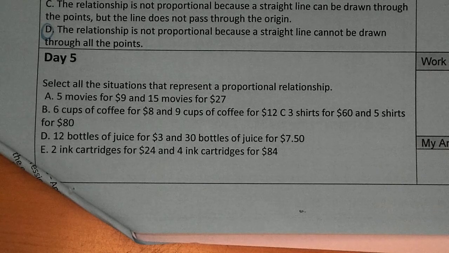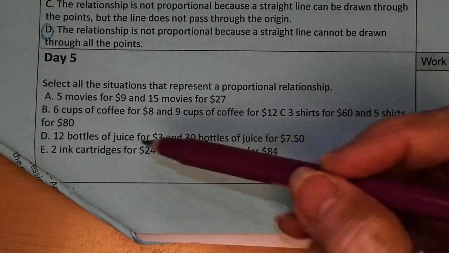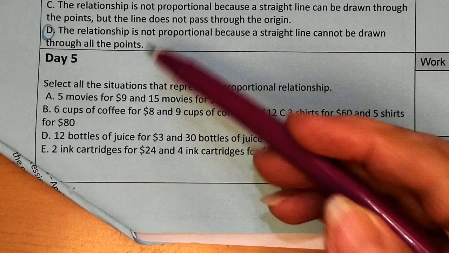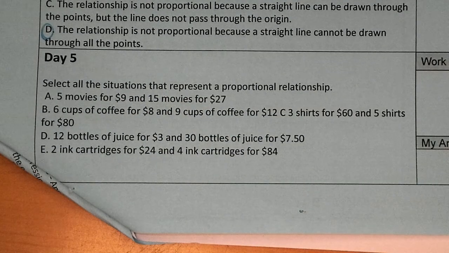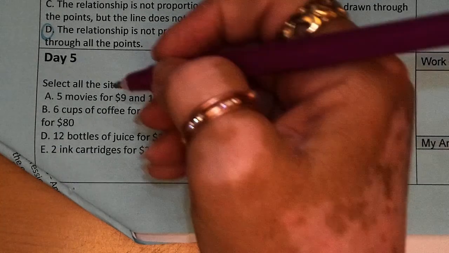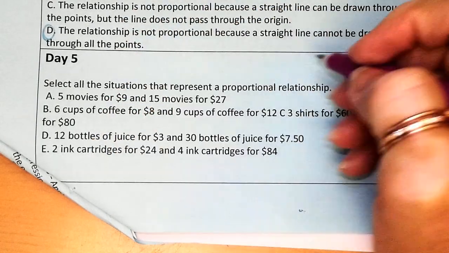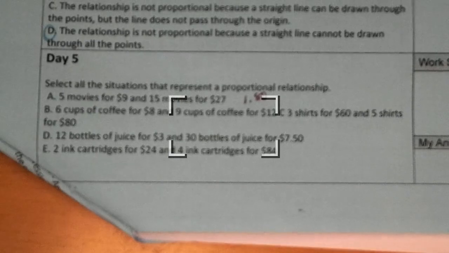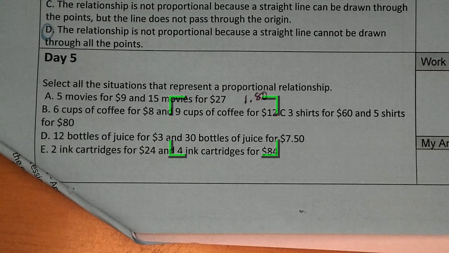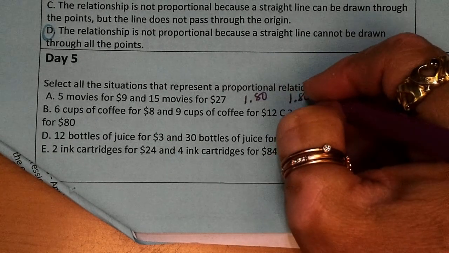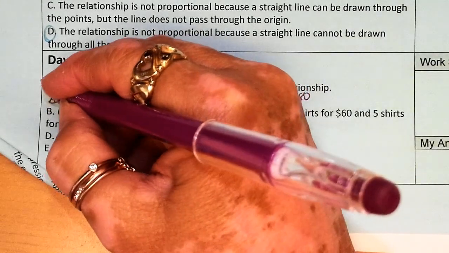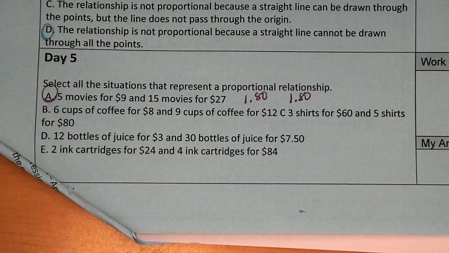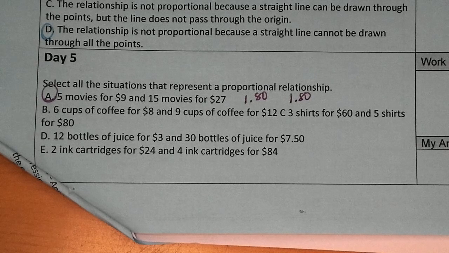All right, so basically you need to take each one of these and you would need to divide it. So 9 divided by 5 is $1.80. And then 27 divided by 15 is also $1.80. So I would say A is definitely proportional because they're both $1.80.